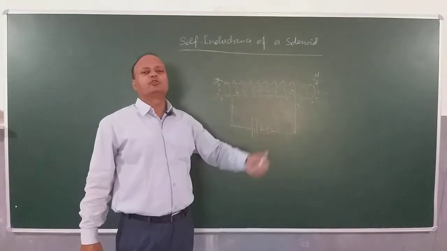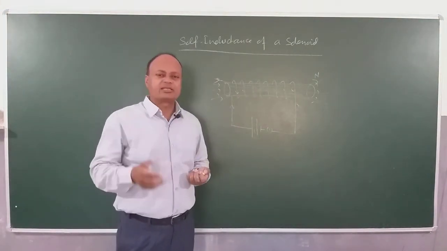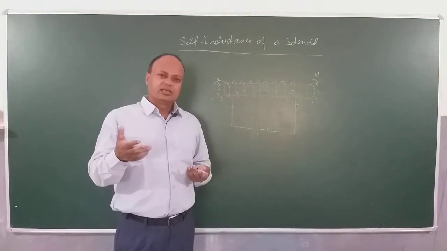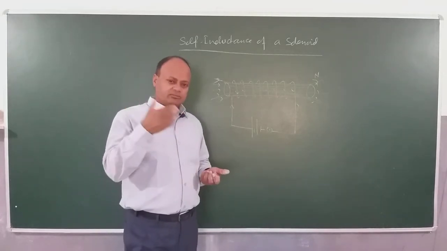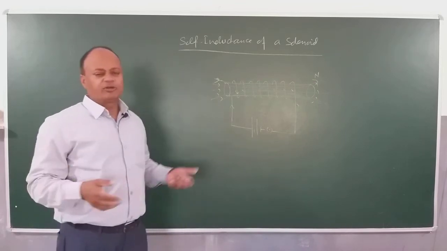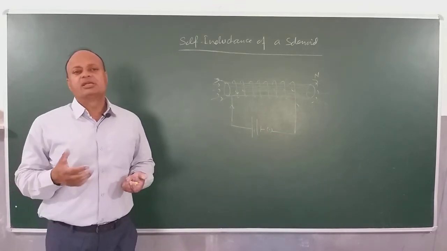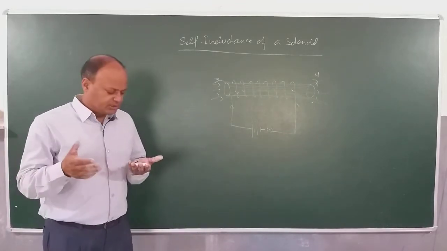When the current flows through the solenoid, it will produce a magnetic flux, and the flux will change because the current will change. When the flux changes, there will be an EMF, and then we want to calculate what exactly its self inductance will be depending upon the parameters.